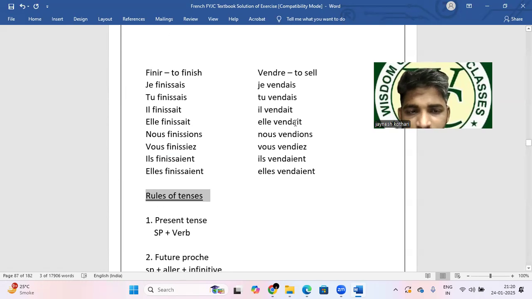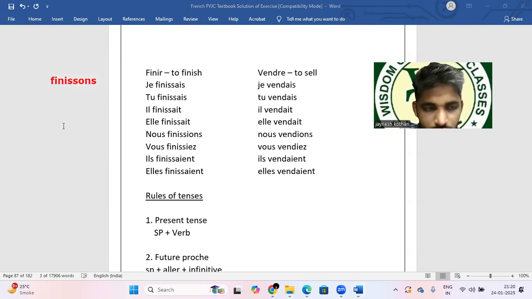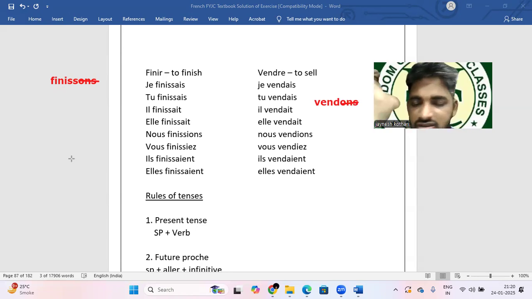So we are done with the finir and vendre verbs, students. Same with finir also. First, you have to take the present tense nous form, finissons. Then cancel ONS. Similarly, vendre, vendons, and over here also cancel ONS. Then whatever stem is remaining, after that you have to add the endings. What are the endings? AIS, AIS, AIT, AIT, IONS, IEZ, AIENT, AIENT. Is that okay?